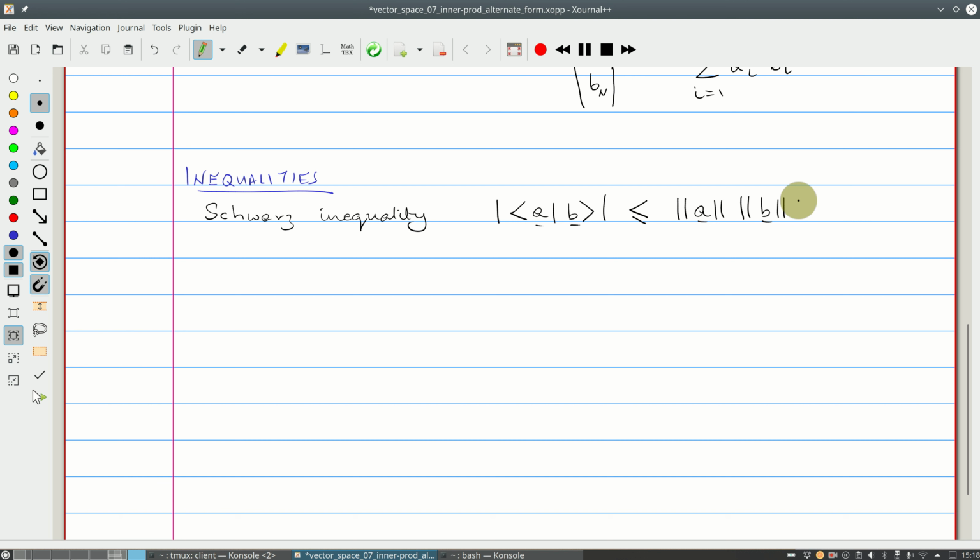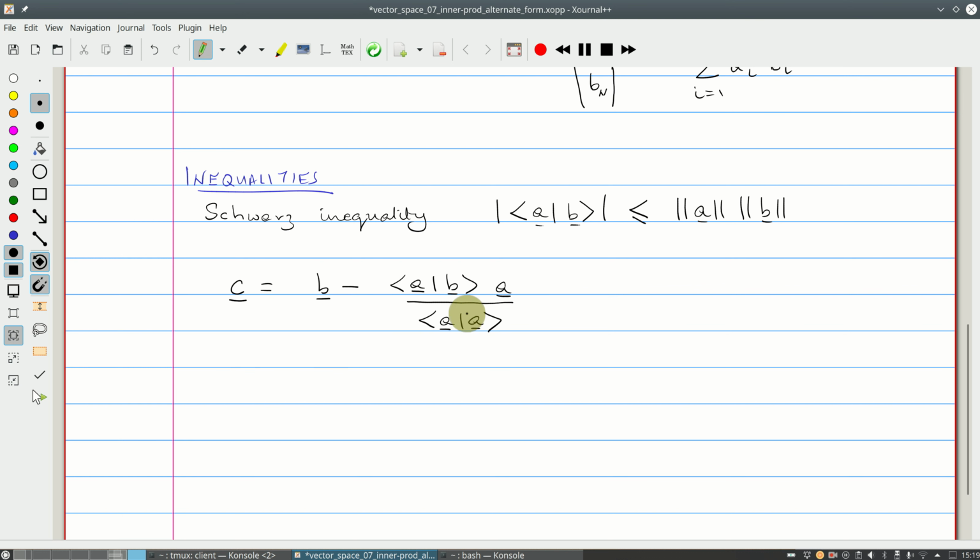Now, Riley's book has a rather long proof in it. There's a much shorter proof which works as follows. We define a vector C as B minus A, the inner product of A with B times A, divided, this last term only, by the inner product of A with A.